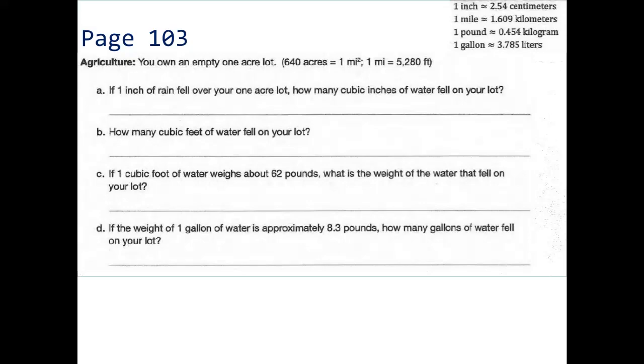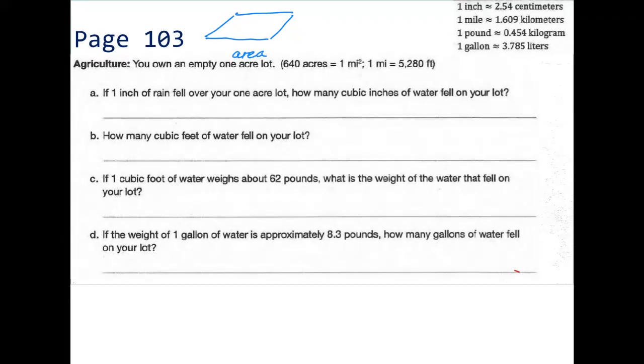You own an empty 1 acre lot, and 1 acre, what is an acre? Is that a unit of length or is that a unit of area, volume? Area, yes. We're talking about a field. So an acre is an area. And we have 640 acres is 1 mile squared. 1 mile is 5,280, so this is a length, and this is also talking about area.